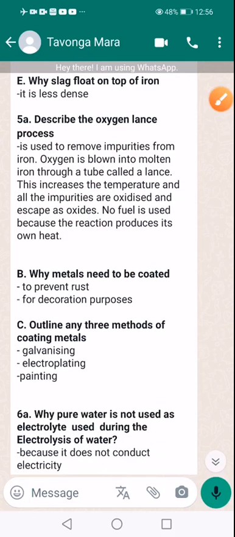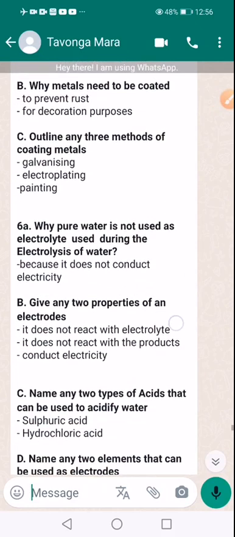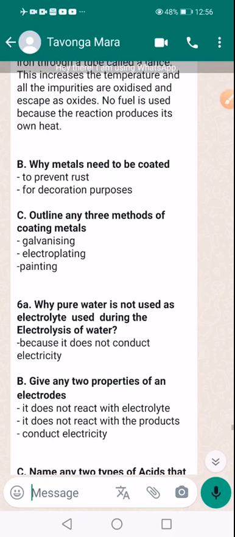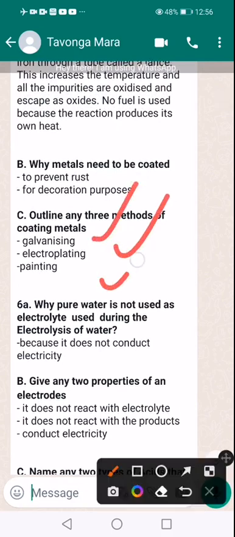No fuel is used because the reaction is exothermic, which means it releases its own heat energy. Why do metals need to be coated? Number one, to prevent rust. Number two, for decoration purposes. Name three methods of coating: galvanizing, electroplating, painting.